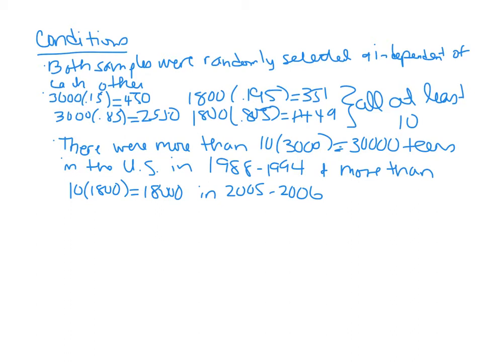For the third condition, the 10% condition, you'll notice I did it the backwards way, where I multiplied the sample size by 10. Either way is okay. You do have to check it for both samples. That's the important thing for all of these: check them for both samples. So all of these are satisfied, and we are going to use a 2 proportion z test.